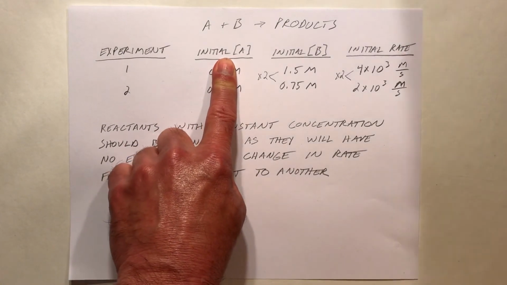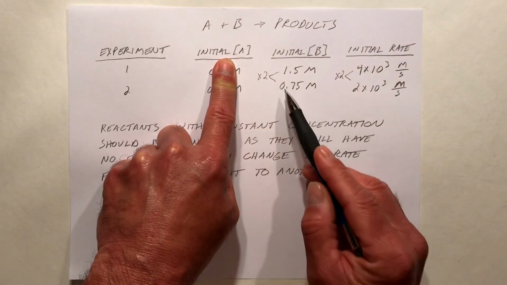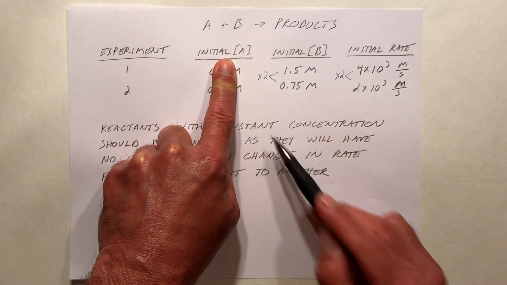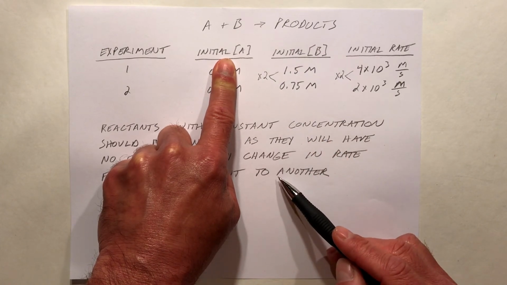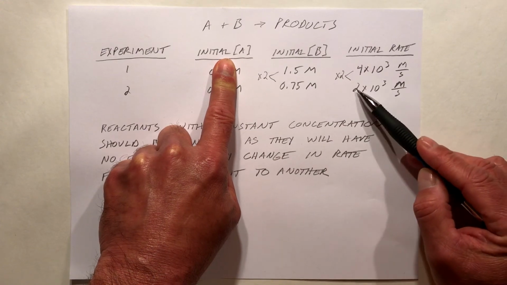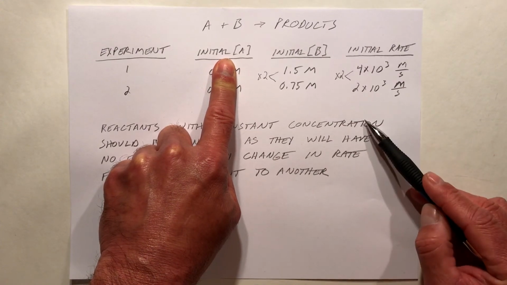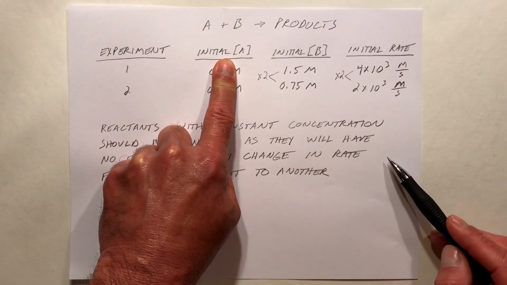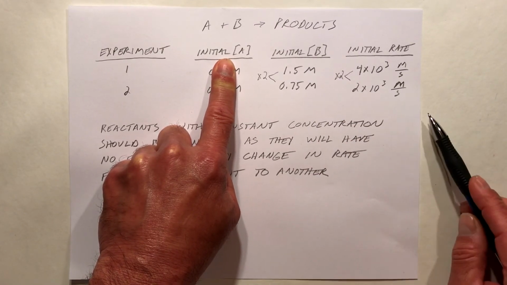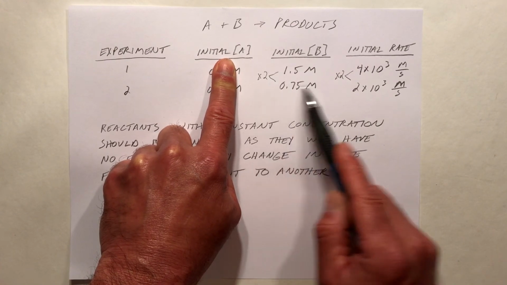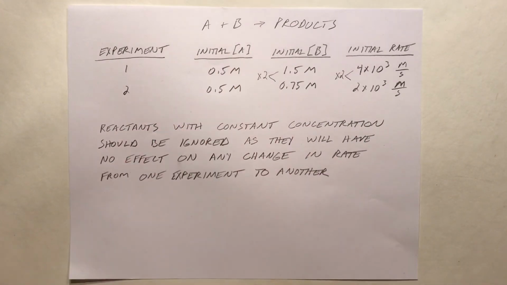Now we can notice that from experiment 1 to experiment 2, there's a factor of 2 increase in the initial concentration of chemical B. And as a result of that, there's a factor of 2 increase in the rate. So we increase the concentration by a factor of 2, and the rate increases by a factor of 2. That shows a direct proportion between the change in the concentration and the rate, and that would indicate a first-order reaction.